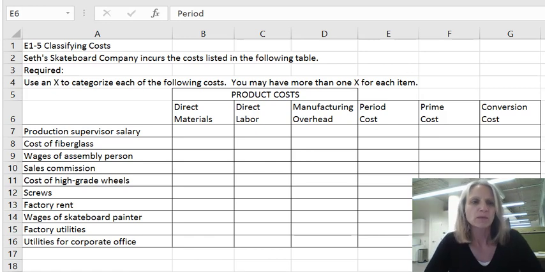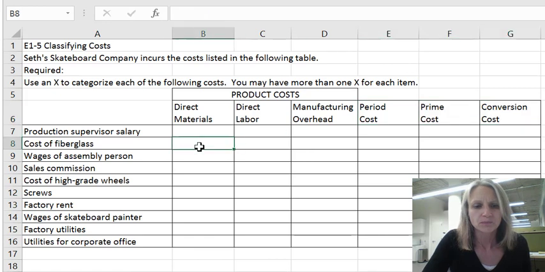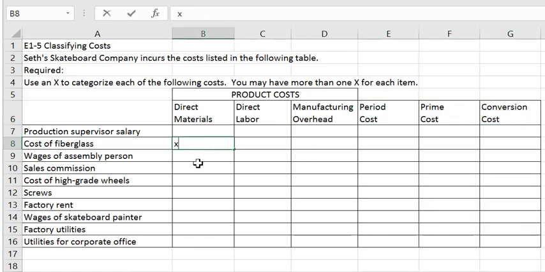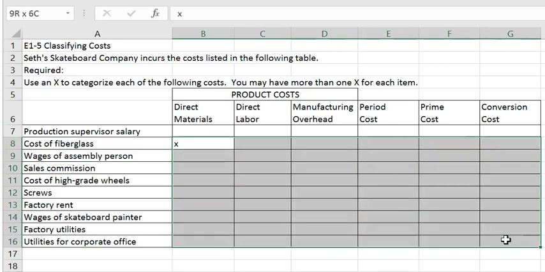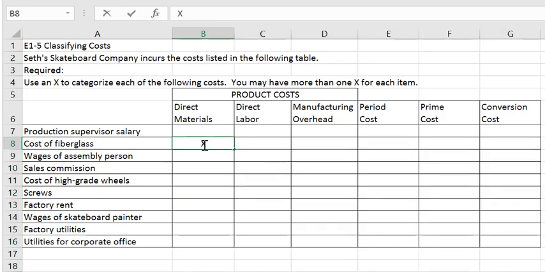Okay, so let's look at this problem. First, let's scan the list and see if we can find any direct materials. All right, let's see. This second one, cost of fiberglass. Fiberglass is used to build the skateboards directly, so we'll call that a direct material. Okay, and then let's see what else. Wages, sales commission, cost of high-grade wheels. Those wheels are probably a material. We'll put them here in direct materials.